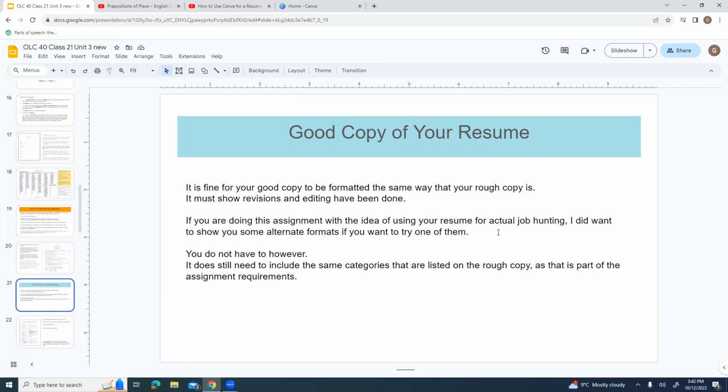If you're doing this assignment with the idea of using your resume for actual job hunting, I did want to show you some alternate formats just in case you want to try some of them. You don't have to.